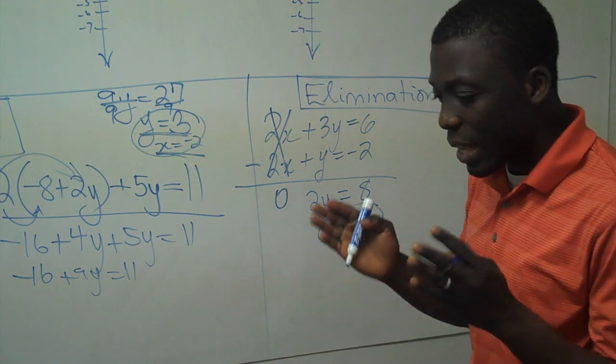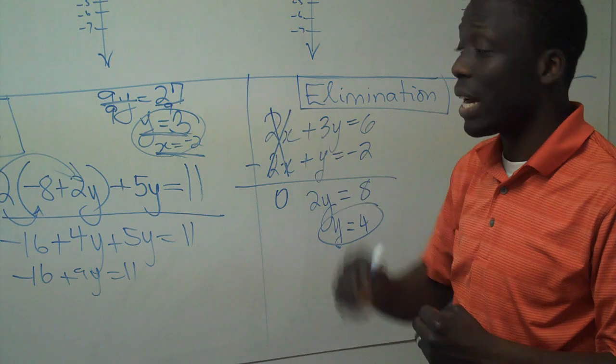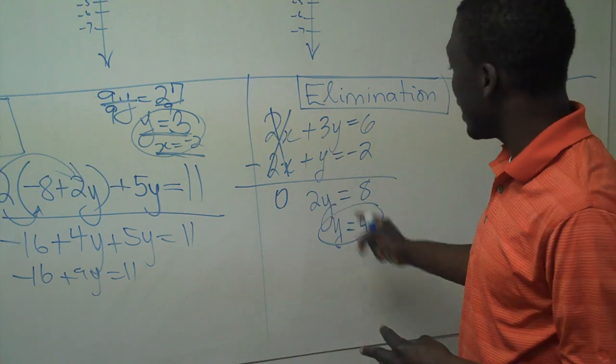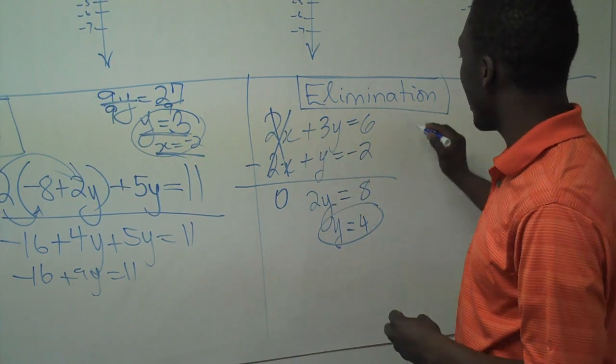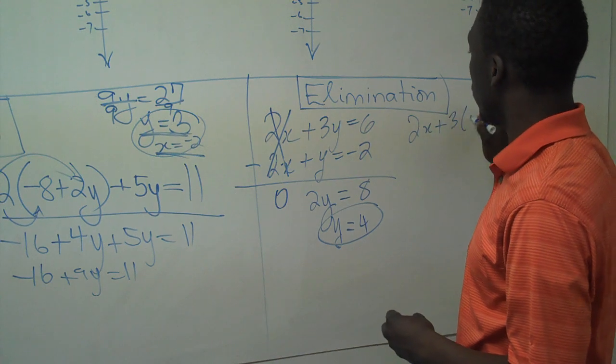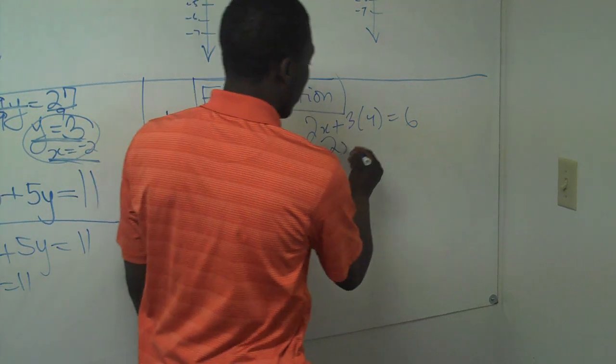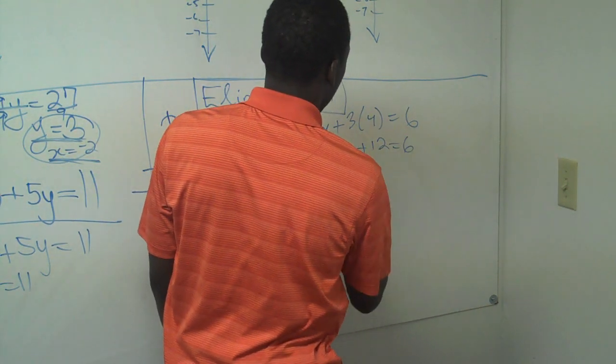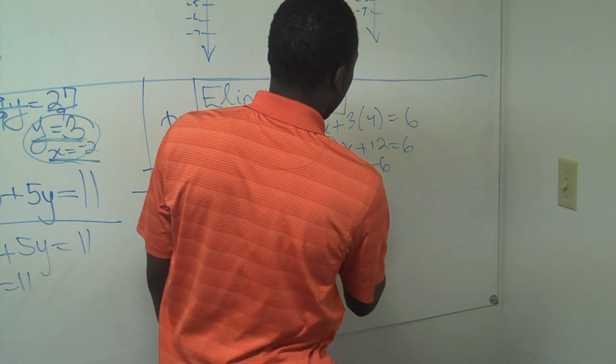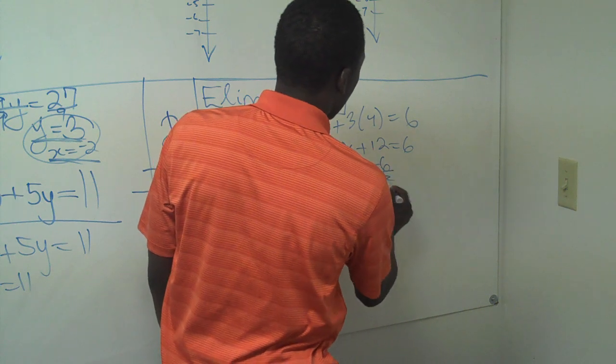Do you notice that elimination is the best way to approach that in a sense? Right away, I'm done with that. And I take y is equal to 4. I substitute it back in. So 2x plus 3 times 4 is equal to 6. And so 2x plus 12 is equal to 6. 2x is equal to negative 6. And x is equal to negative 3.